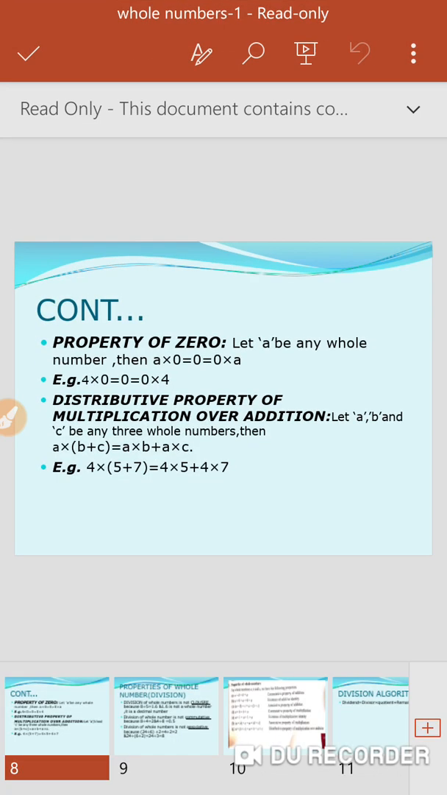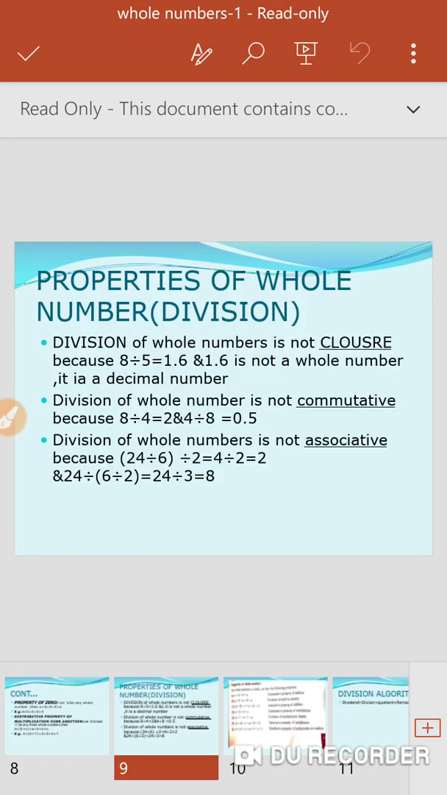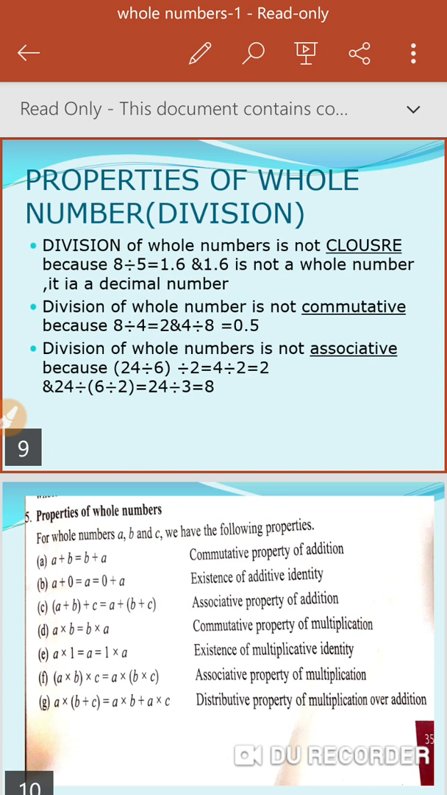Now I'll start with the properties of division of whole numbers. Division of whole numbers is not closed because 8 divided by 5 is equal to 1.6 and 1.6 is a decimal. It is not a whole number. Next, division of whole numbers is not commutative. Let us take an example here. 8 divided by 4 is equal to 2 and 4 divided by 8 is equal to 0.5. 2 is a whole number and 0.5 is a decimal. This is also not possible in this case.